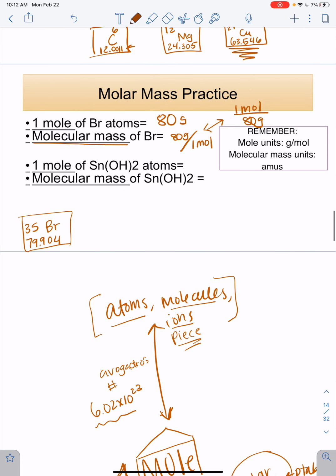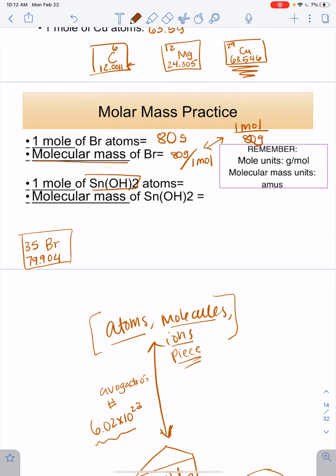All right, so if I have a compound right here, I have Sn(OH)2. We have to get the molecular mass of the entire compound. It's not as easy as just looking on the periodic table. Now we have to consider each element in the compound.